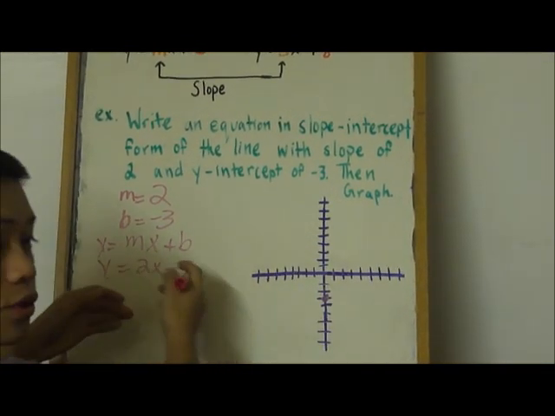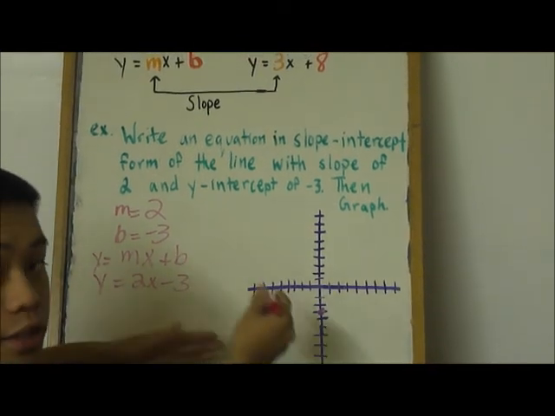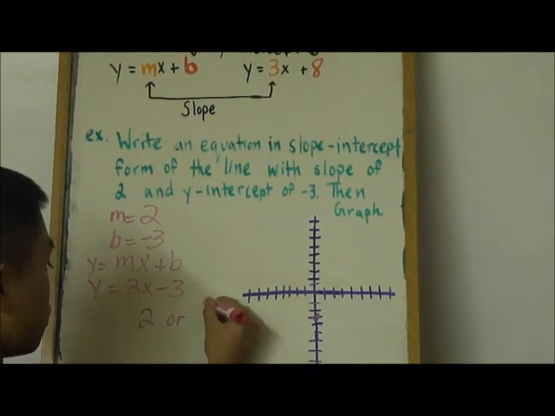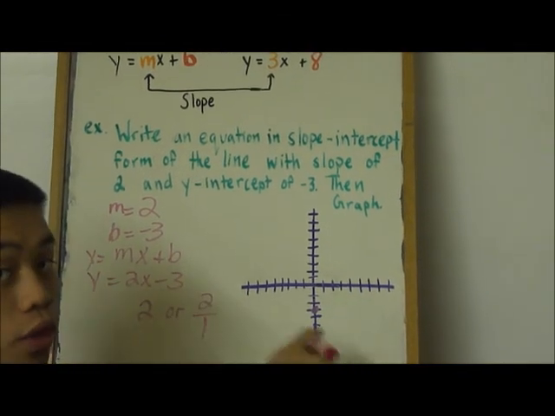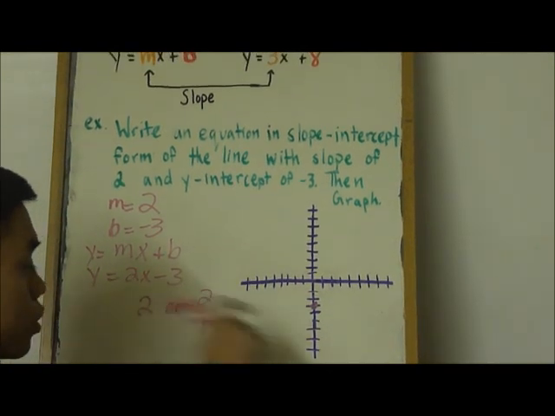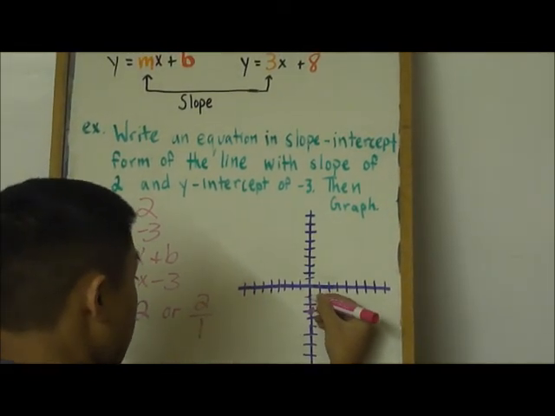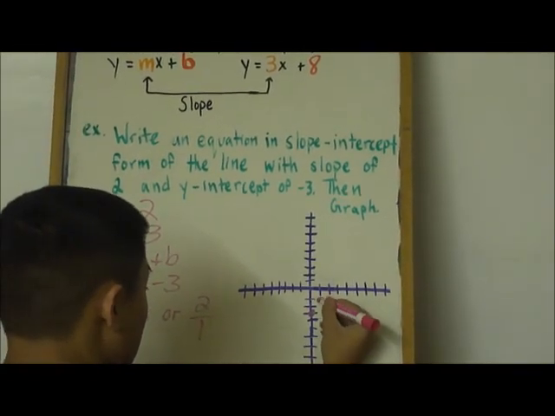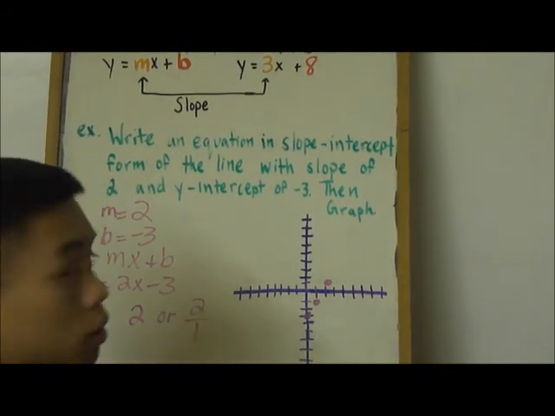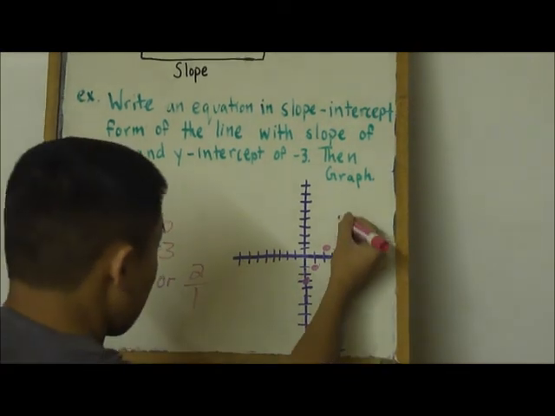You can use the slope of 2 to find the next point to make the line. So it could be 2 or 2 over 1, or in other words, 2 units up and 1 unit to the right. Now you can just draw a line.